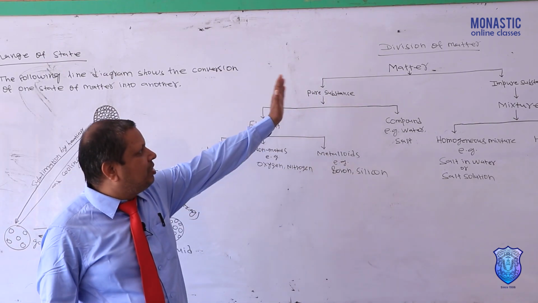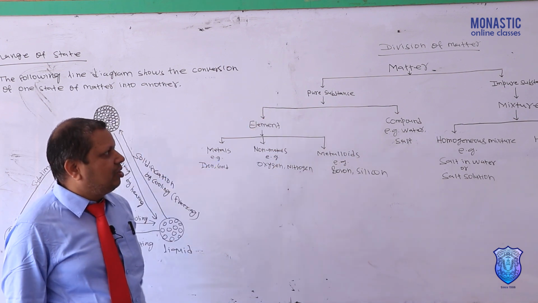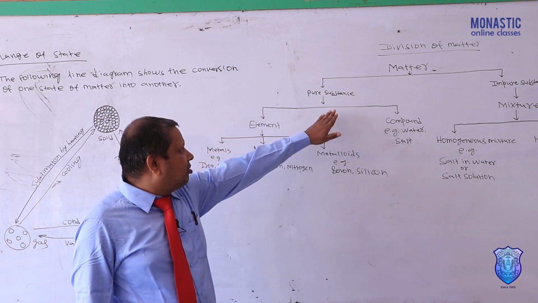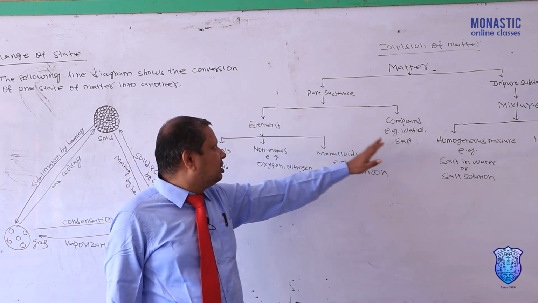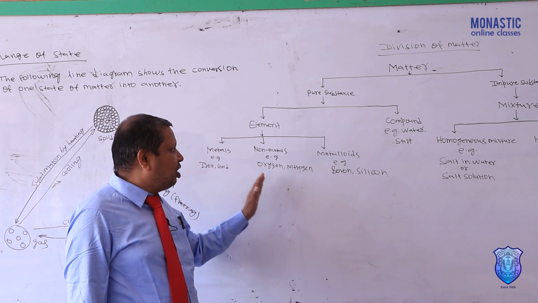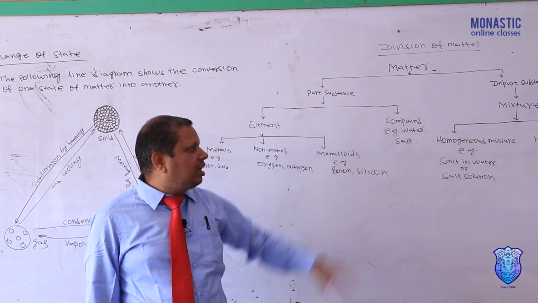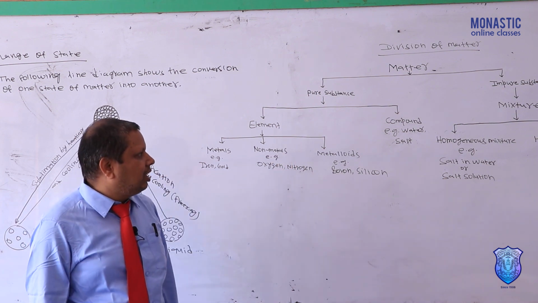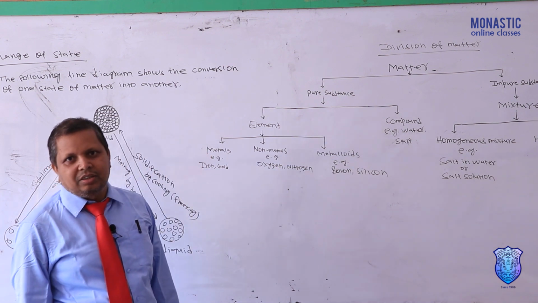So these are the divisions of matter. First, matter is classified into two: pure substance and impure substance. Pure substances are classified into elements and compounds. Elements are further classified into metals, non-metals and metalloids. Impure substances are mixtures: homogeneous mixtures and heterogeneous mixtures. These are the divisions of matter. Okay.